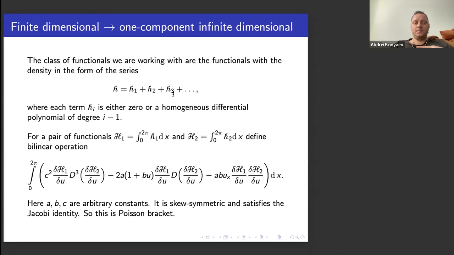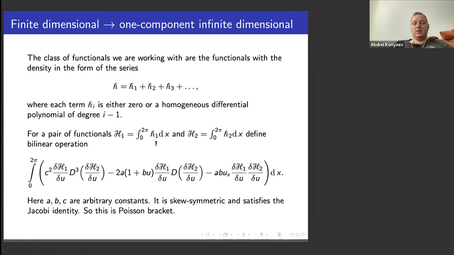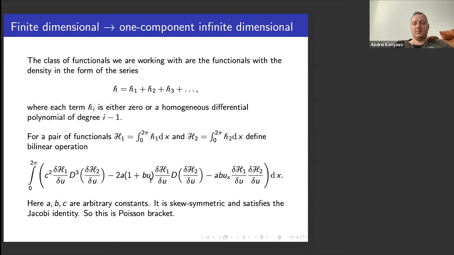So again, we came up with this variational stuff, and we look at this bracket. Here, C, A, B, they are constants. Okay, we took this family of functions. If you know KdV and etc. stuff, you see that some of these brackets are contained in this example. So again, we're trying to recreate the finite dimensional case. We found the bracket. This is the bracket, right?